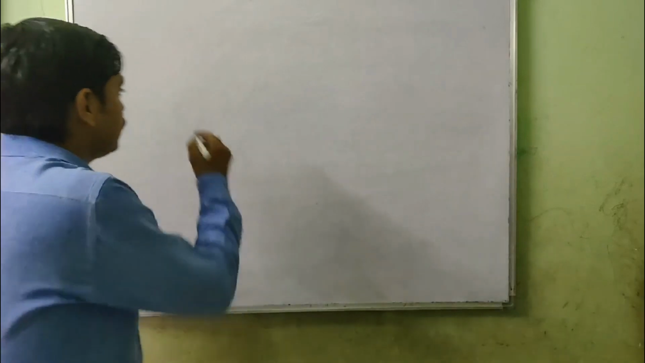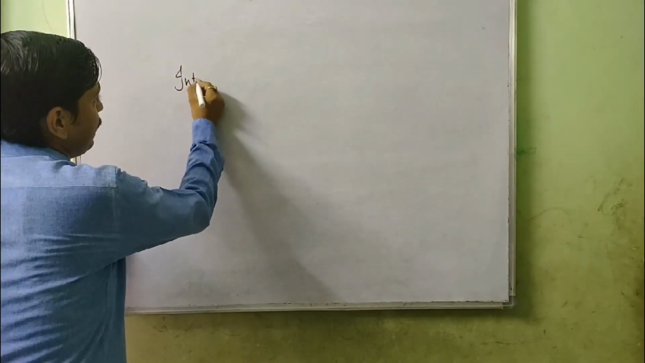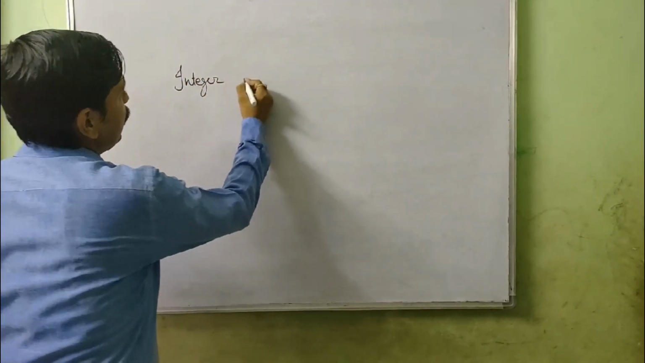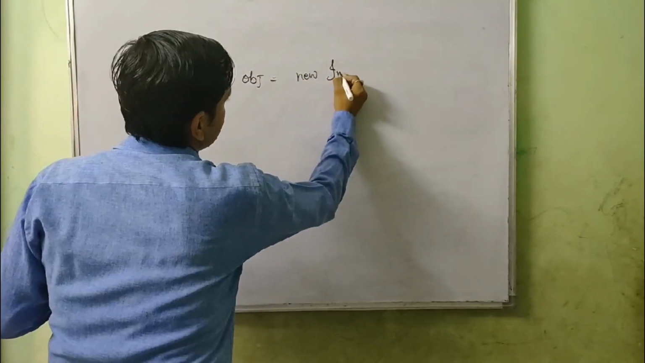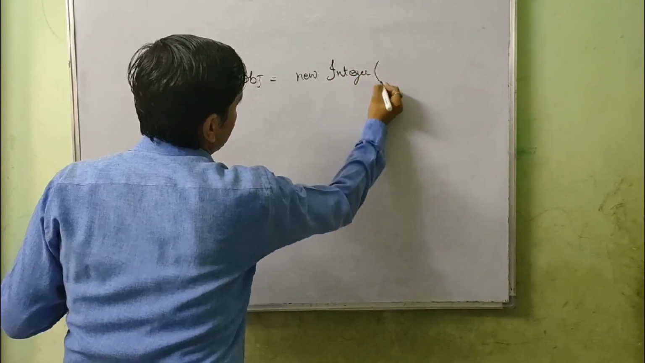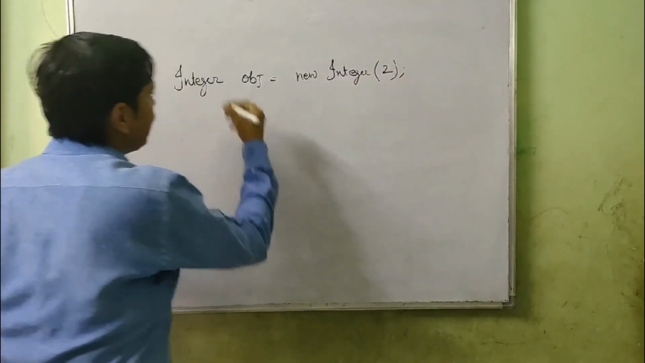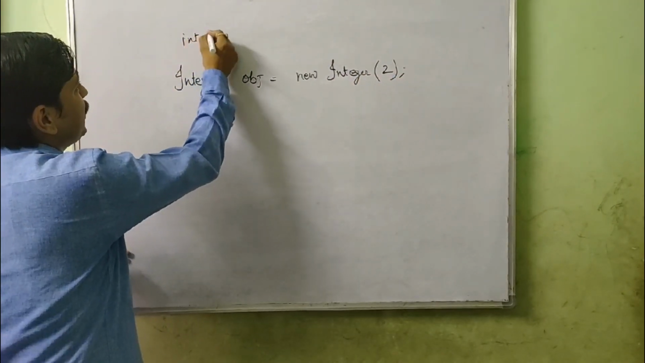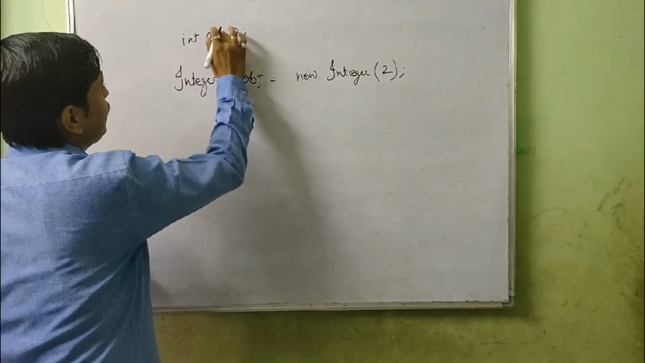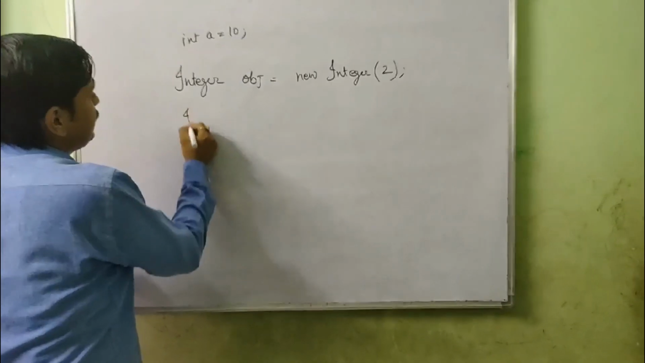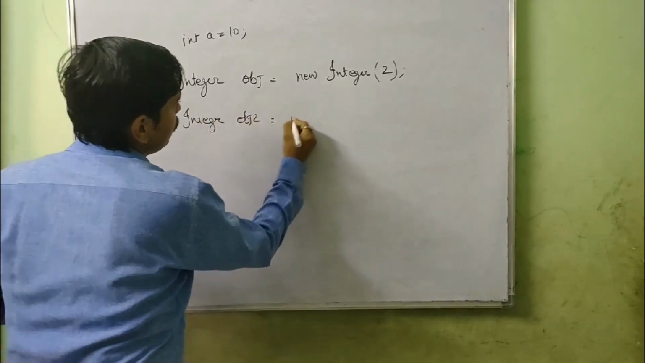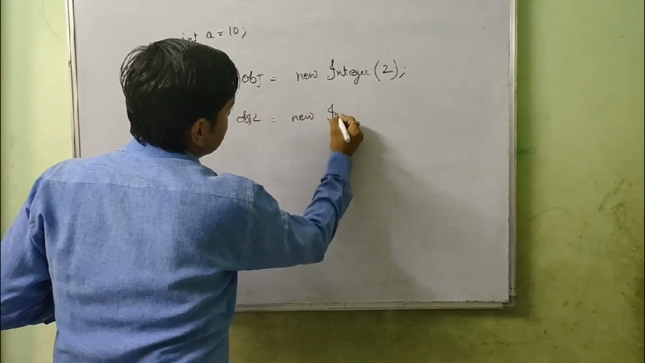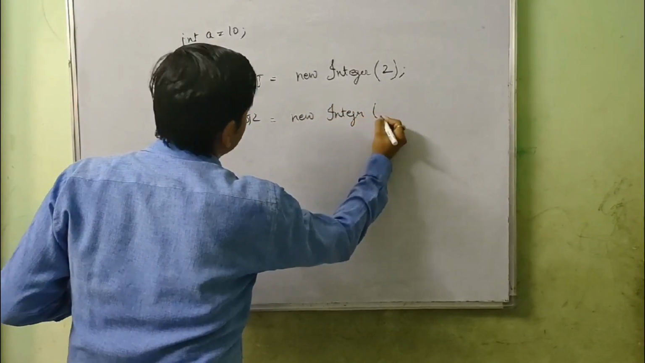Let's see that. So we will create an object of Integer, for example. So Integer class, object name let it be obj, and in the constructor we can pass an integer value. We can simply pass an integer constant, and in case we are having an integer variable storing some value in it, then we can even pass that integer variable in the constructor. So Integer obj2 is equal to new Integer, and here we can pass a variable as well.